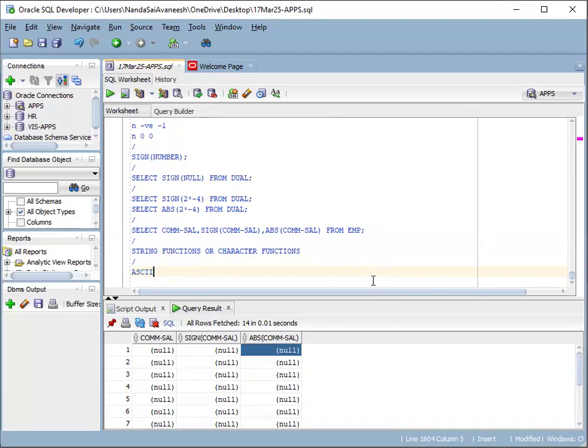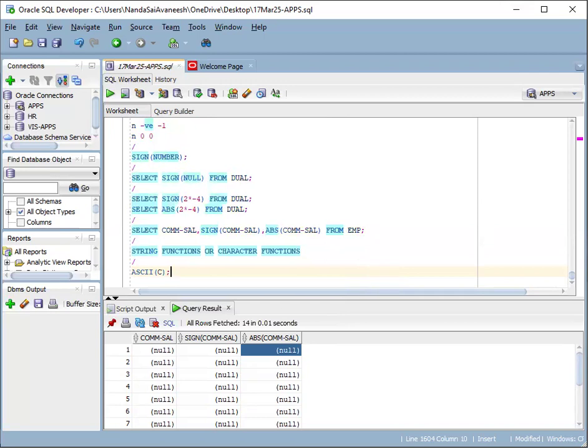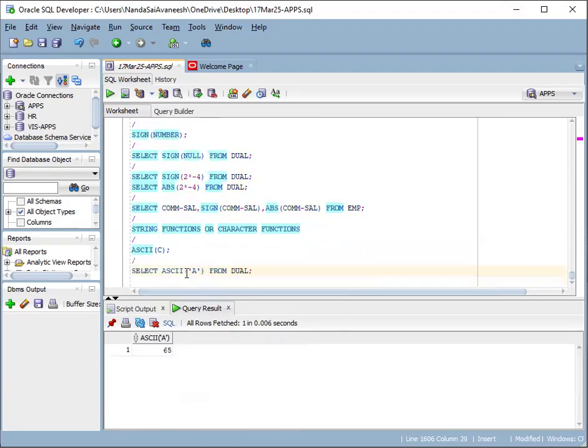We have the ASCII function. ASCII of the character, we have to pass it like this. Then we will get the value for this character. Select ASCII of 'A' from dual. This is the ASCII value for the A. Same way, if you use a small letter, small a, then what will happen? That is 97. For capital A it is 65, and for small a it is 97.